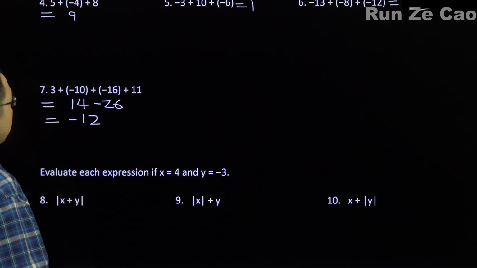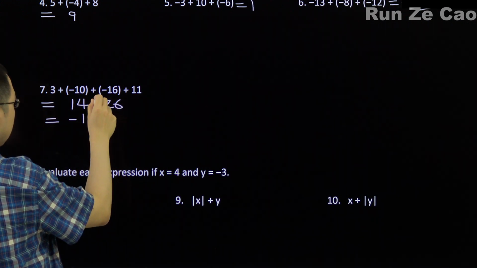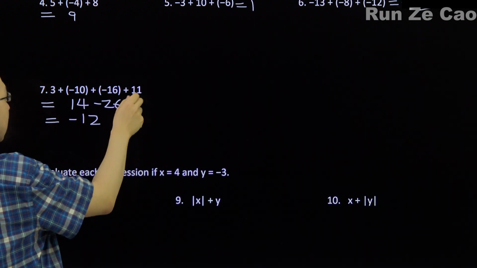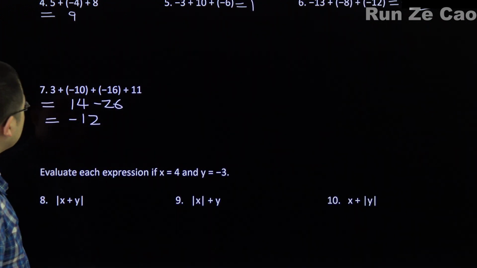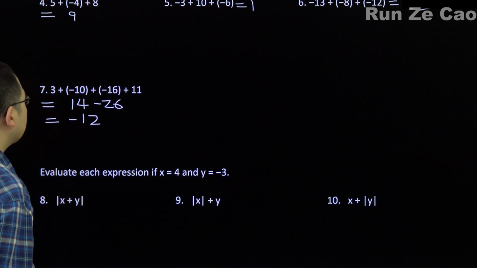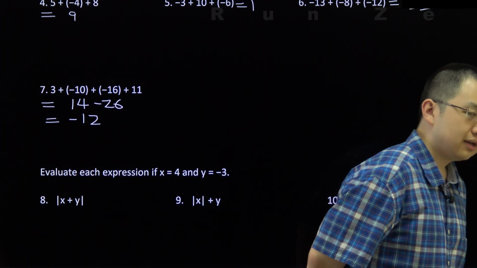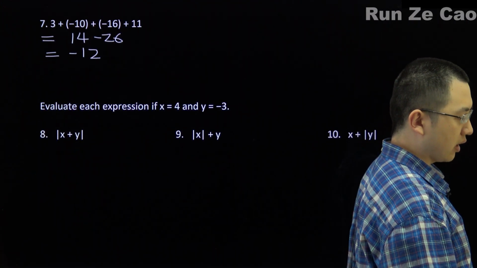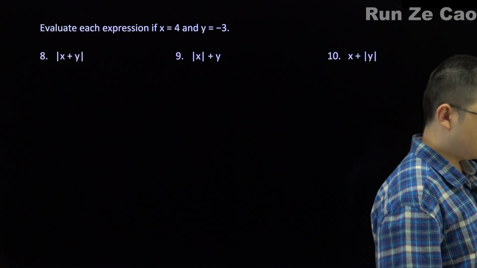Does this look reasonable? I mean, we have 3 plus 11 minus 16. So 11 minus 16 would give us negative 5, and then plus 3 would give us negative 2, and then negative 10 plus negative 2 equals negative 12. Okay. So basically checking the problem is just doing it again for most of these types of questions.